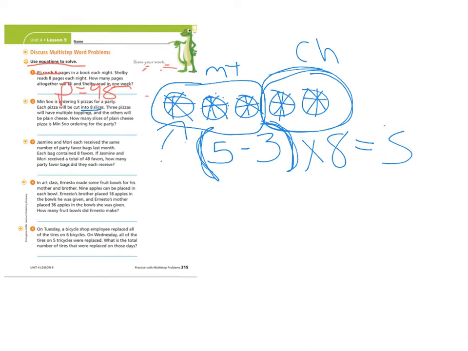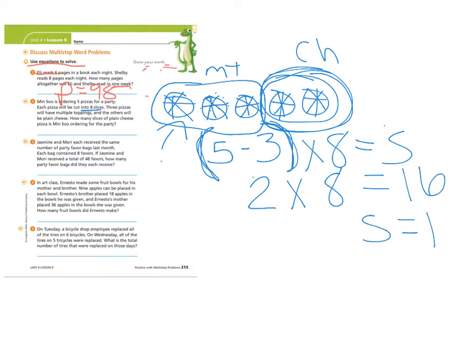Okay, so 5 minus 3 is 2. So we know there are 2 cheese pizzas times 8, because each pizza has 8 slices. 2 times 8 equals, I'll give you a minute to figure that out. 2 times 8 equals 16. So S equals 16. So there are 16 slices of pizza.